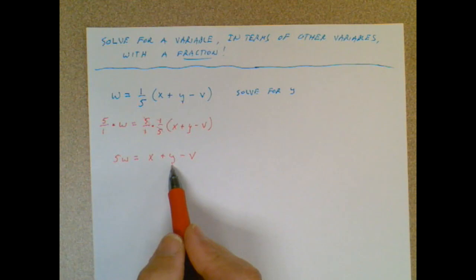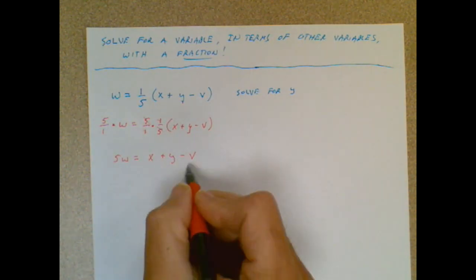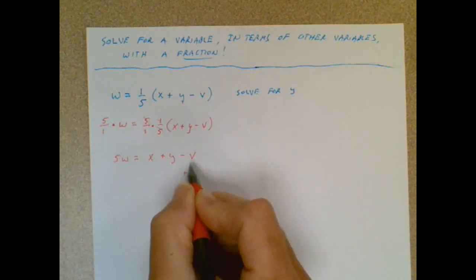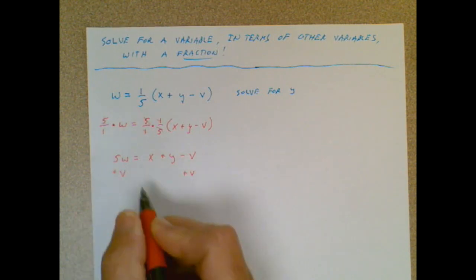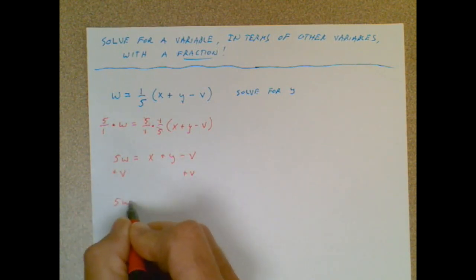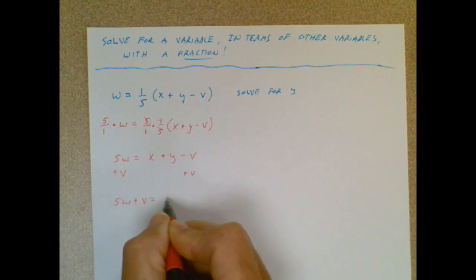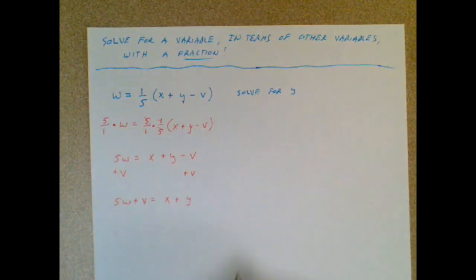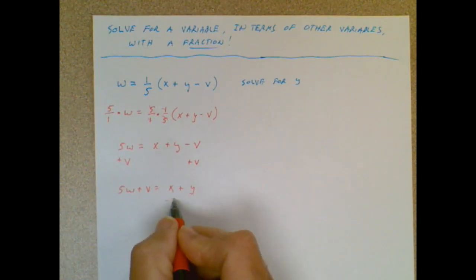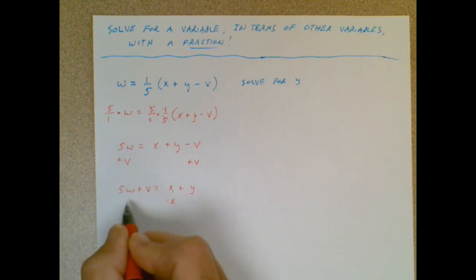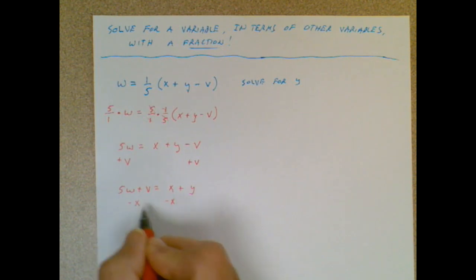Now to solve for y, my path is a lot easier. I'm going to get rid of the v. And now I have 5w plus v. They are not like terms, so I cannot combine them. Now I'm going to get rid of the x. It's a plus x, so I will subtract x from each side.